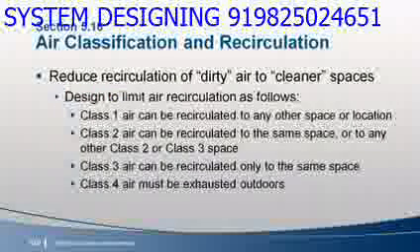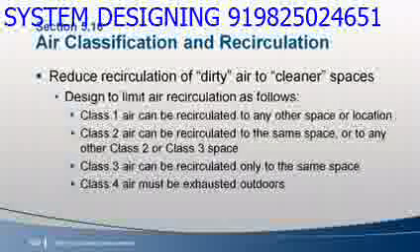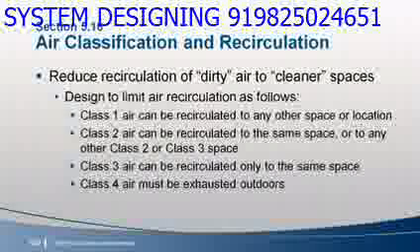Once designated, air movement within the building must comply with some simple recirculation limits. For instance, the standard allows Class 1 air to be transferred or recirculated to any space or location. But Class 2 air must only recirculate to other Class 2 or to Class 3 spaces with the same or similar purpose. Class 3 air is only allowed to recirculate within the space of origin. And Class 4 air must be exhausted to outdoors without any recirculation at all, even within the space of origin.